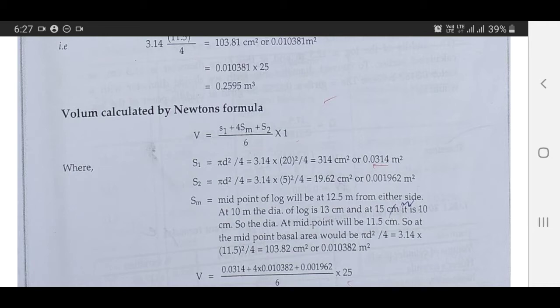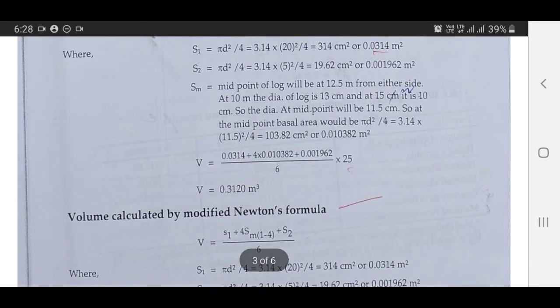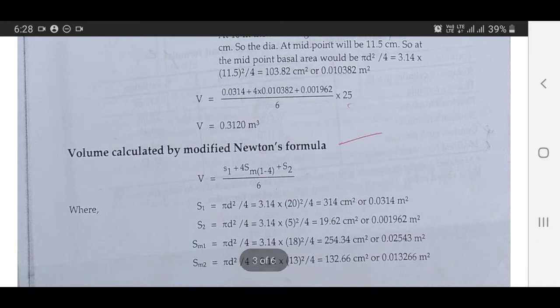So at the midpoint basal area would be pi d square upon 4, 3.14 into 11.5 whole square upon 4. It comes to 103.82 square centimeter. Now put these values in the formula. V is equal to 0.0314 plus 4 into 0.010382 plus 0.001962 divided by 6 and multiplied by 25. Now volume comes to 0.3120 cubic meter. Volume calculated by modified Newton's formula.